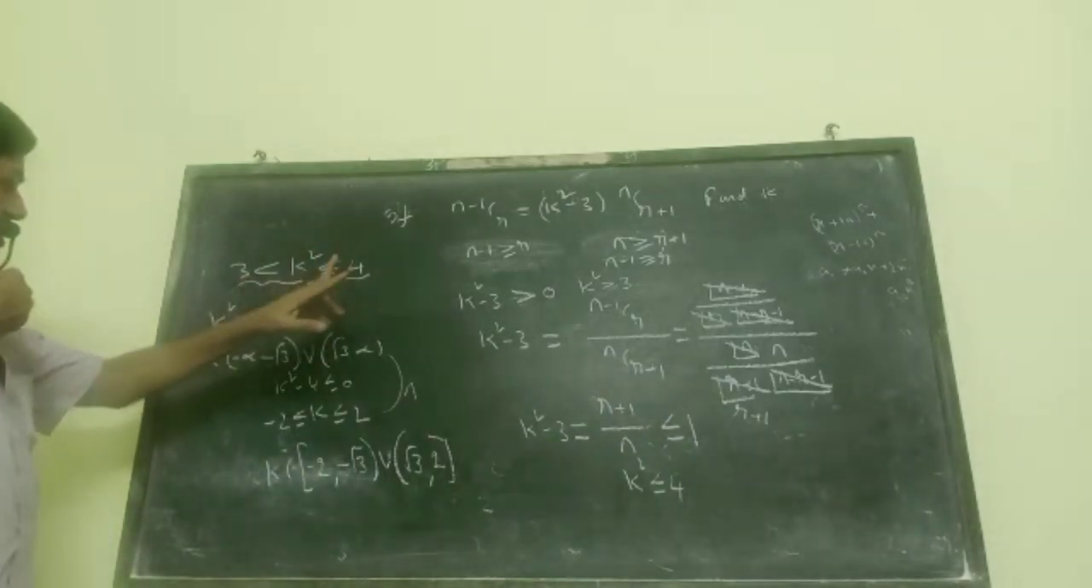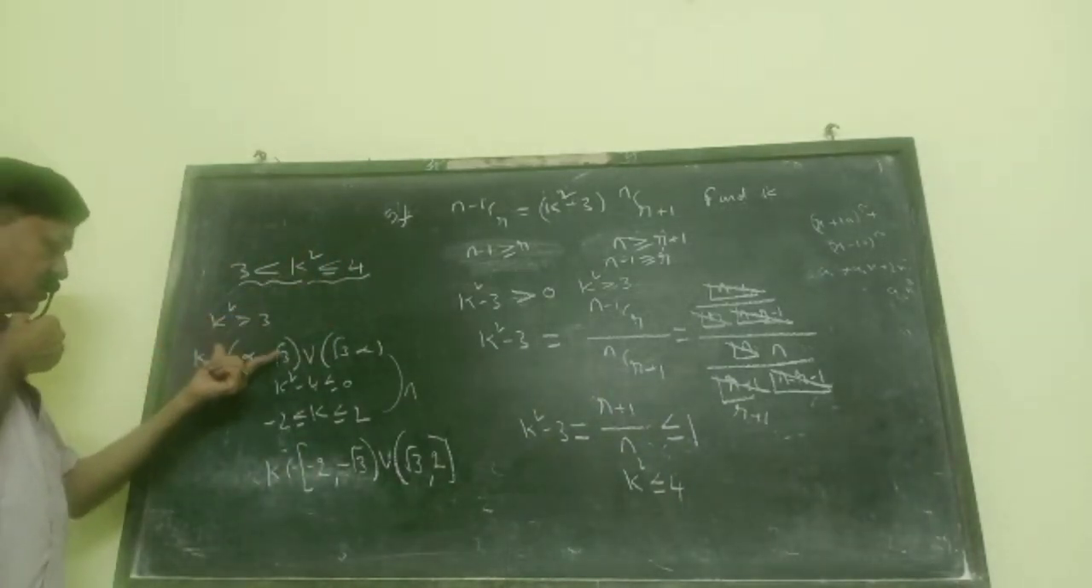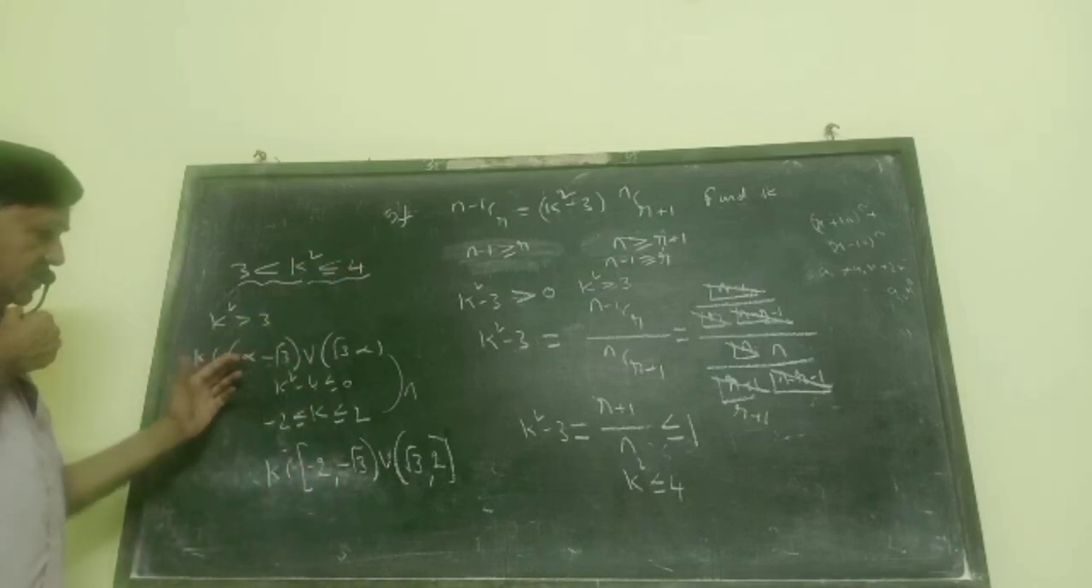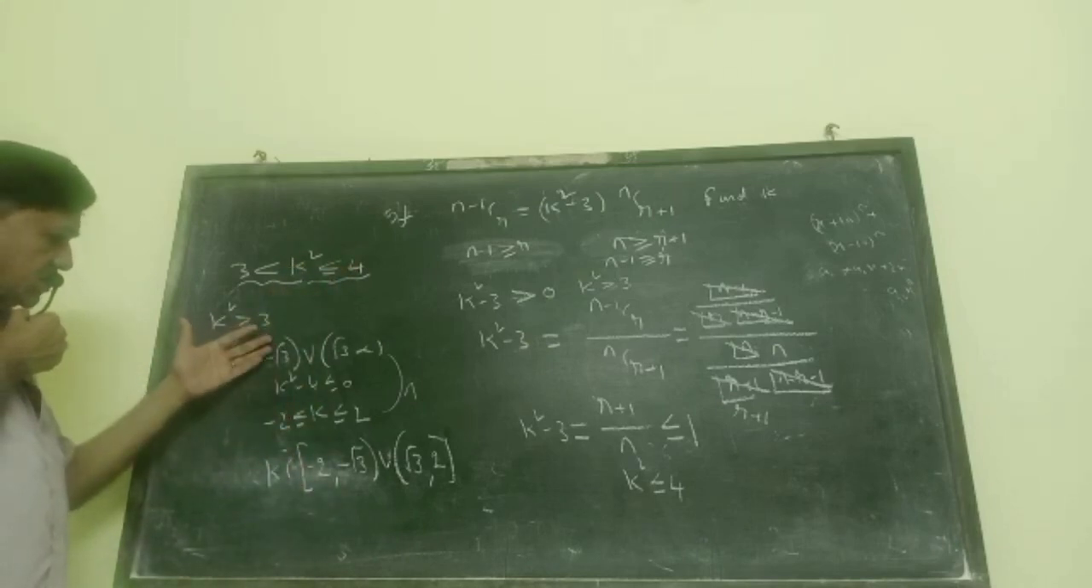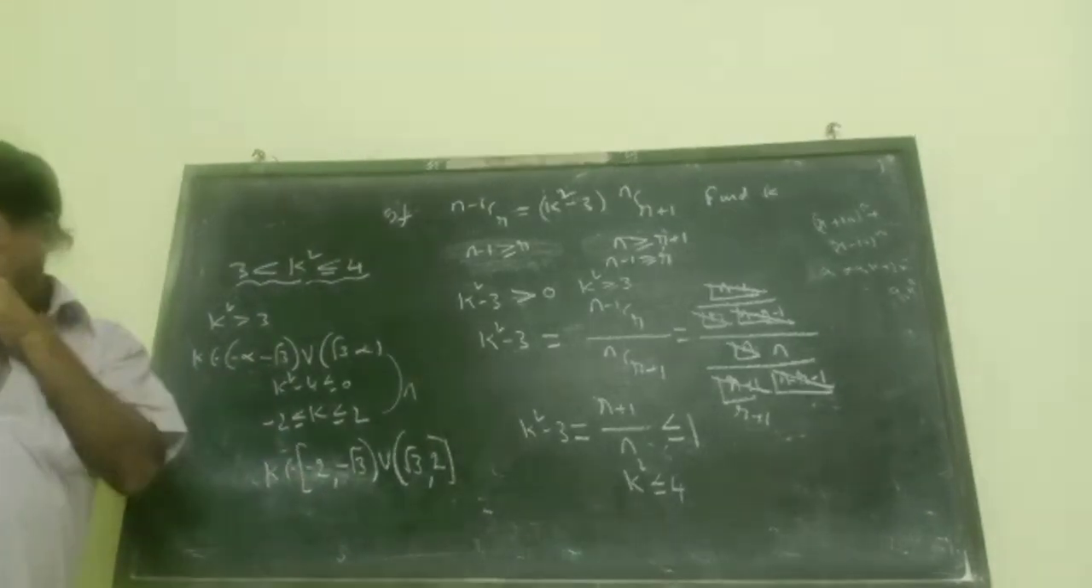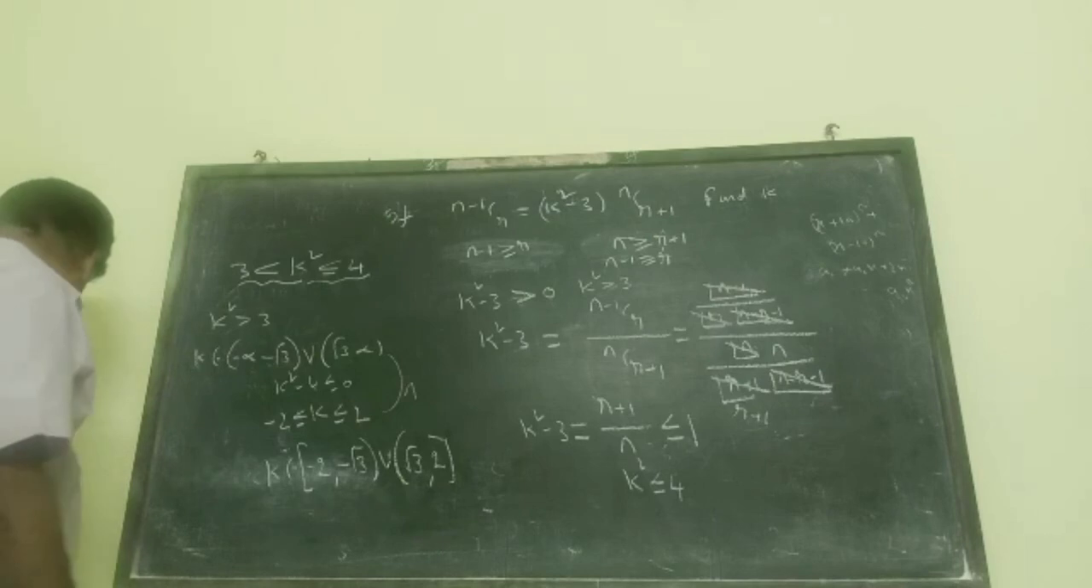Then you will get an inequality like this. You take this, solve, you will get this. You take this, solve, you will get this. Then finally the intersection of these two will give you the result like this. Yes, right?